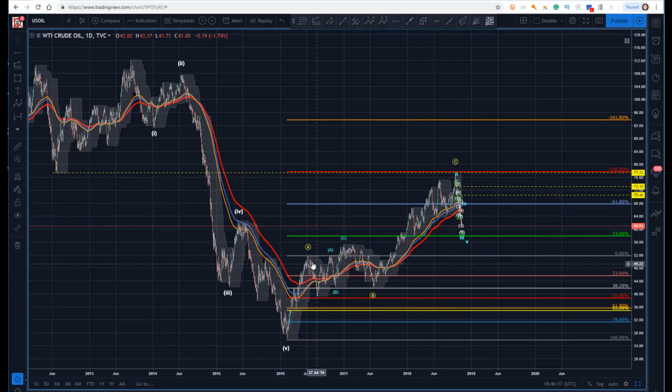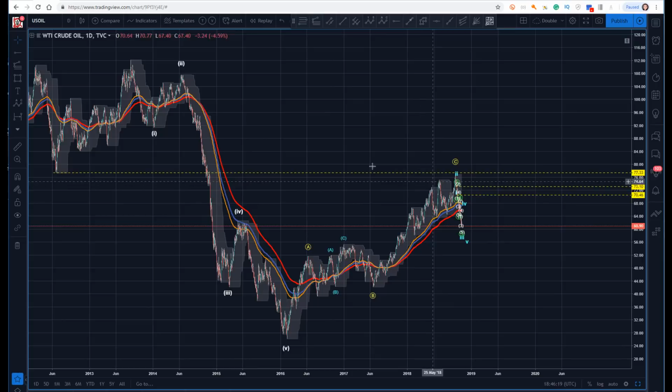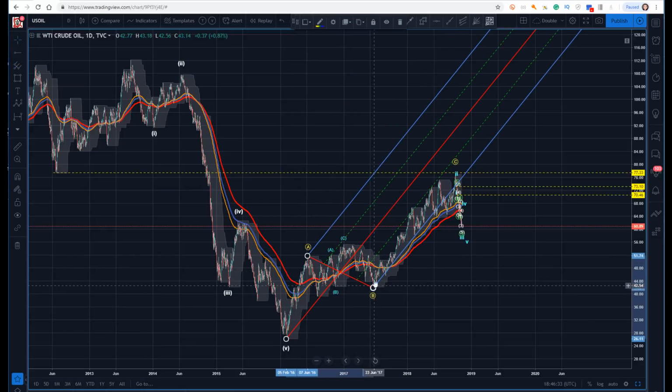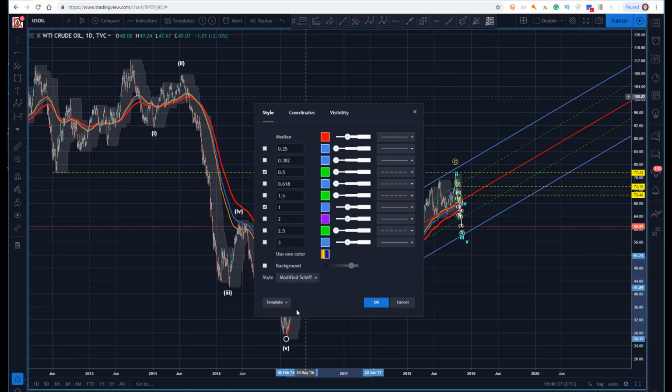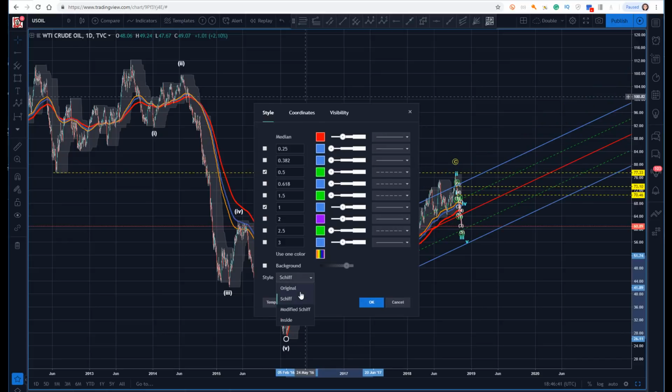So let's break into that, see if we can make any sense of what we have here on the assumption now that this is corrective and it's complete. So this ABC, regardless of where the B is in here, this swing high to swing low, this ABC here is correcting it. And if I'm not mistaken, I think it was modified shift caught it. As I recall, was it shift or modified shift? Must have been modified.